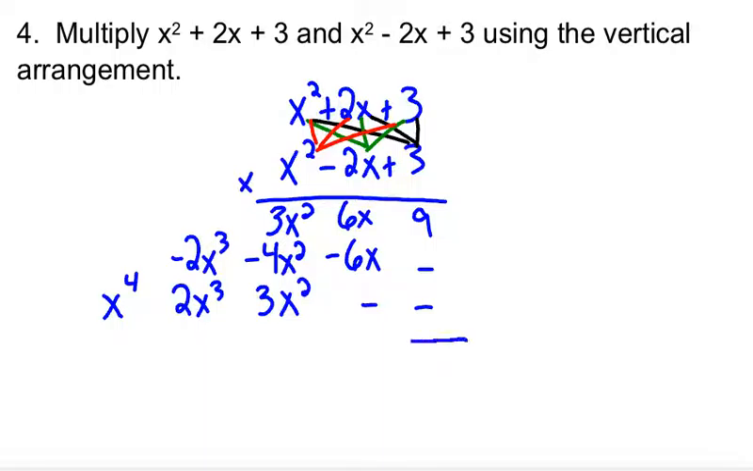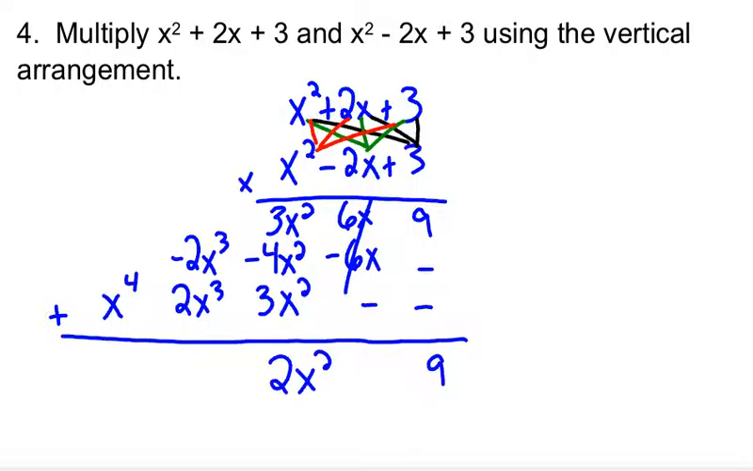And the last thing we need to do is add those together. So we get 9. Those are going to cancel. Negative 4x squared, 3x squared, 3x squared, that's going to be 2x squared. Those are going to cancel. And x to the 4th. Okay, so there is our answer. So this is one method that you can use to multiply these things.